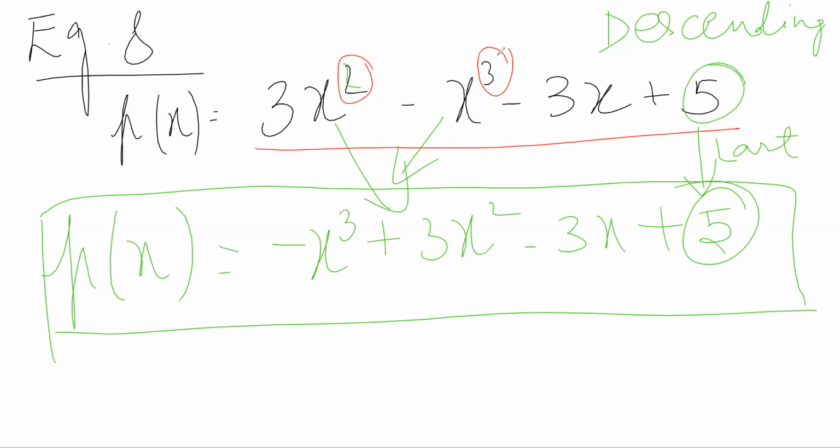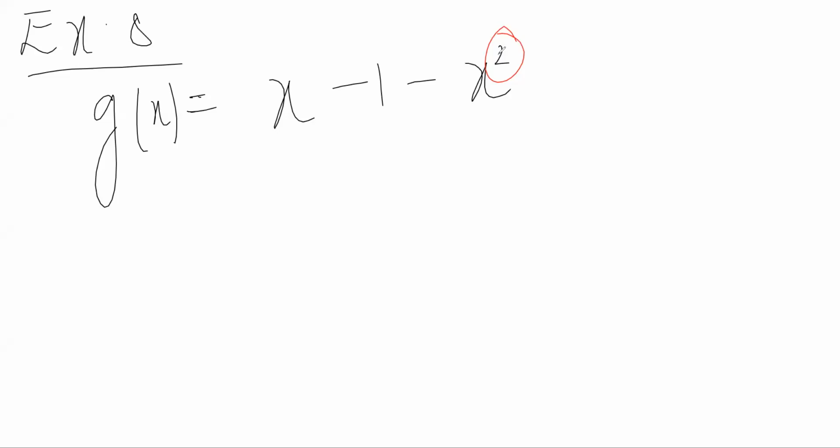Now we should rearrange G of X. So now we can rearrange the G of X over here. X square is at last. So this is the degree. 2 is the degree of this G of X. It is a quadratic polynomial because the highest power in this polynomial is 2.